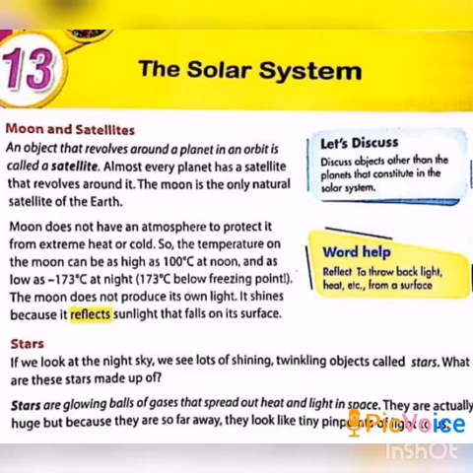The moon does not produce its own light. It shines because it reflects sunlight that falls on its surface. That is, in the day the moon receives sunlight from the sun and it reflects it at night.